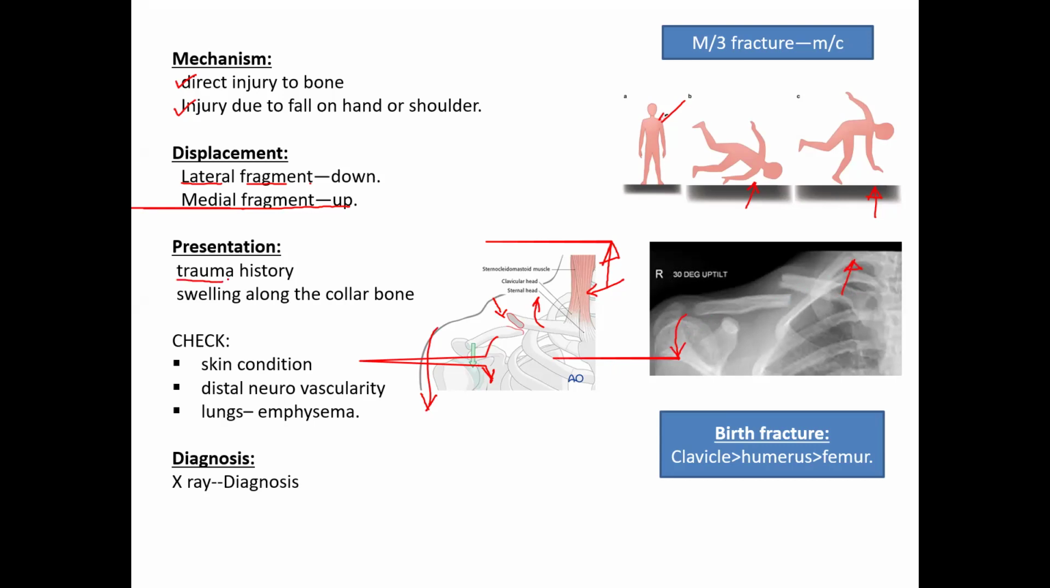The patient has a history of trauma, either direct or indirect injury. On examination, there is swelling and the fracture signs: crepitus will be there, abnormal mobility will be there, swelling will be there, and tenderness will be there on the collarbone. So this is the presentation.